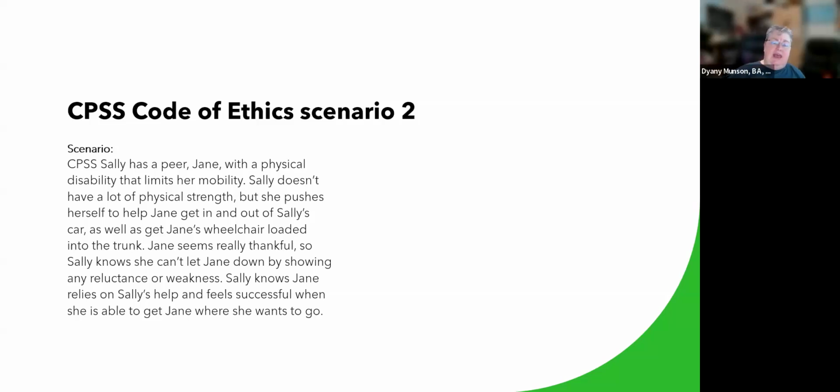Peer support Sally has a peer named Jane with a physical disability that limits her mobility. Sally doesn't have a lot of physical strength, but she pushes herself to help Jane get in and out of Sally's car, as well as get Jane's wheelchair loaded into the trunk. Jane seems really thankful, so Sally knows she can't let Jane down by showing any reluctance or weakness. Sally knows Jane relies on Sally's help and feels successful when she is able to get Jane where she wants to go. So, my questions: which code of ethics are being violated in this scenario?